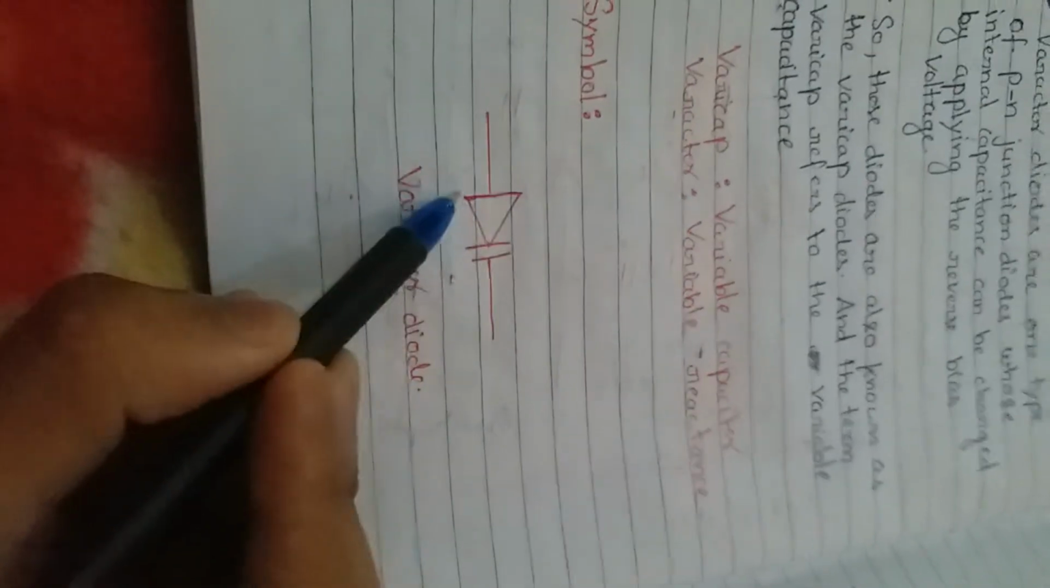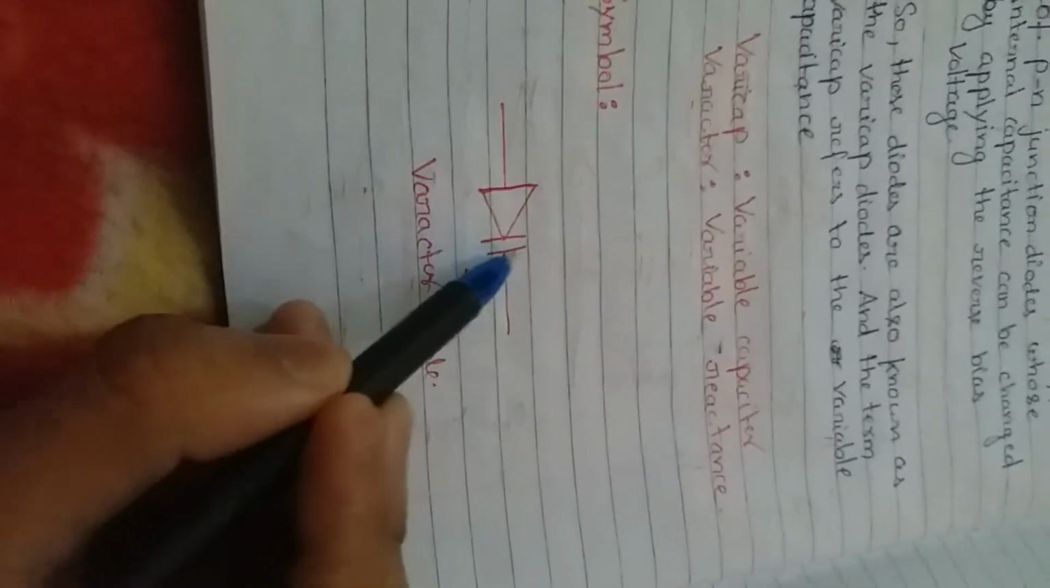Now the symbol of varicap diode is like this. This represents the normal diode and this represents the capacitance.